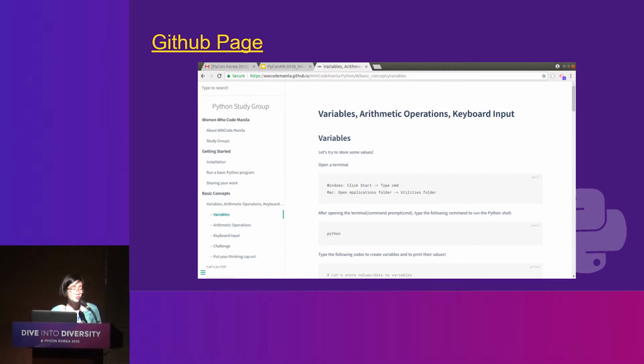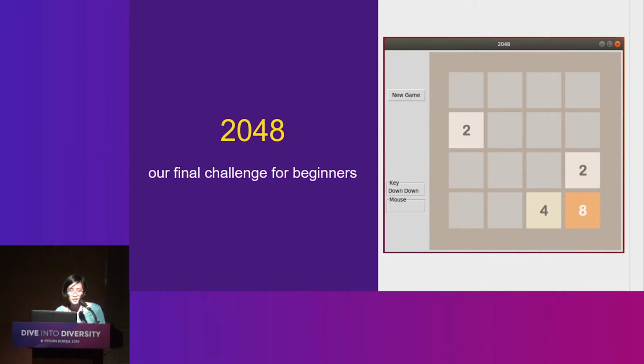So this one I want to share. We just recently added this one. This is a challenge for beginners or for those who were able to finish the basic concepts of programming. Our challenge for them is to create the 2048 game using Python. This is inspired from Coursera's principles of programming. Actually, it's not just a challenge. It's also an inspiration for them that, after I learned the basic concepts of programming, I can actually create the 2048 game. So it's a mix of a challenge and an inspiration.